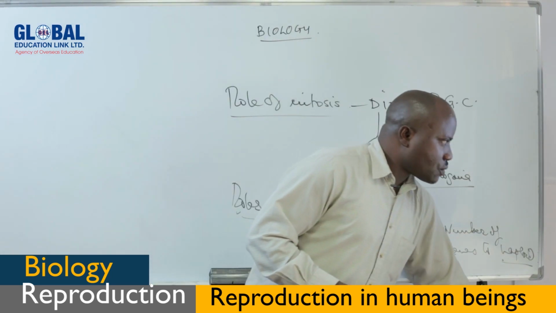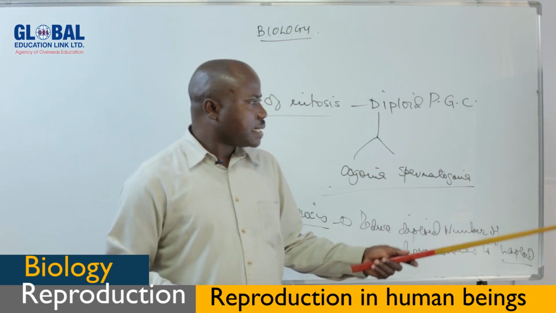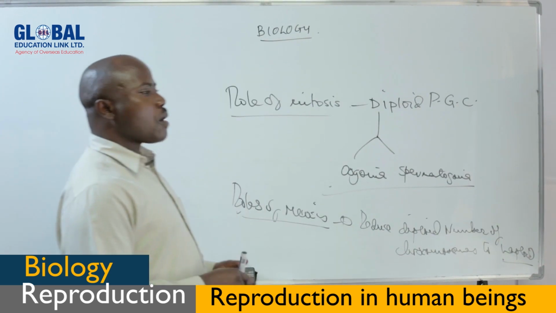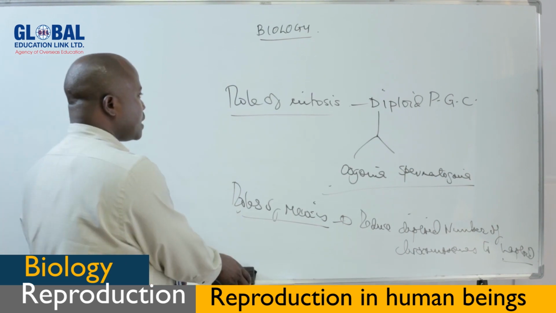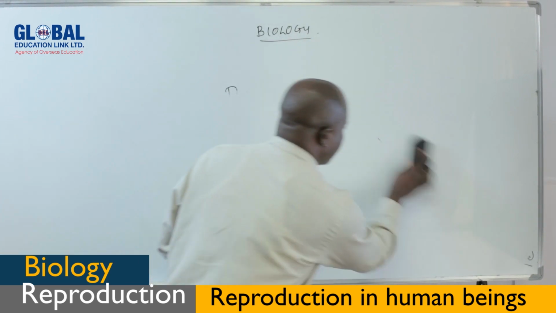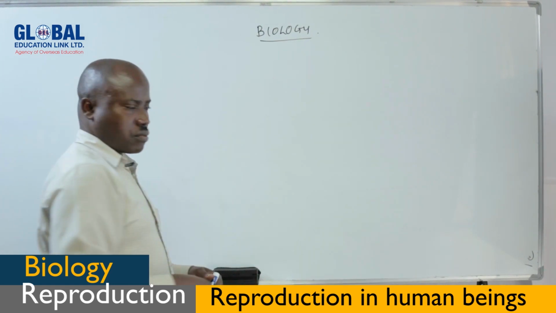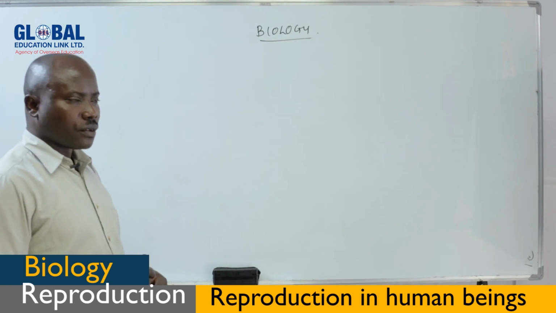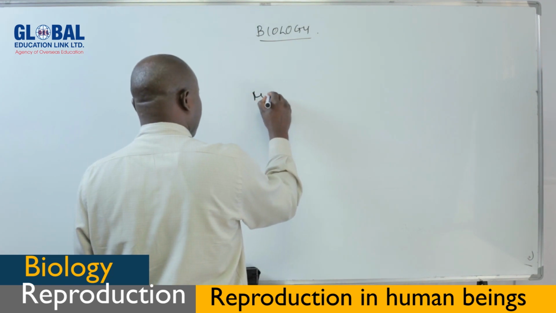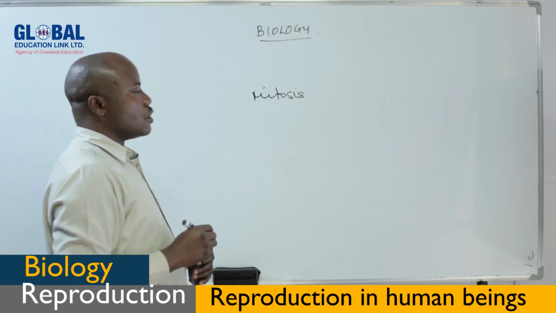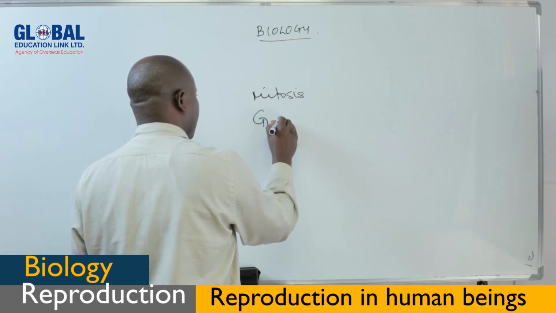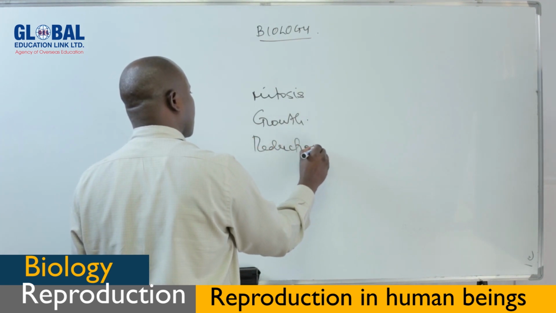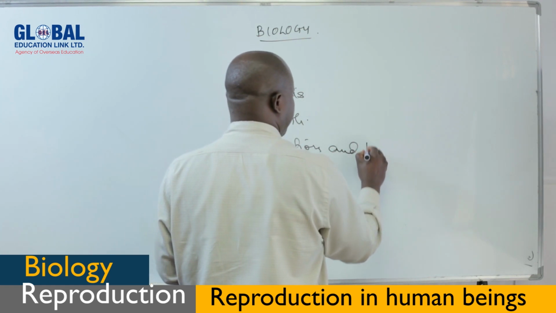Now, the second question I've said reads, how does oogenesis take place in the human reproductive system? Here is just to remind you that oogenesis, as we said, has important stages. You have mitosis. You have growth. You have reduction. And differentiation.